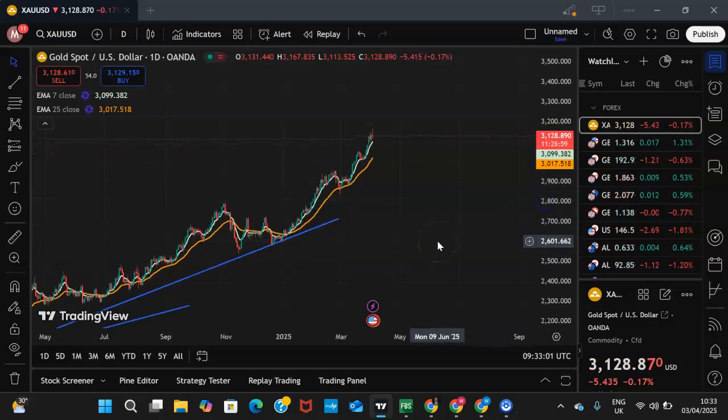Now, we've talked about how to draw trend lines and the basics of trend line mistakes. Now the best entry and exit strategy.